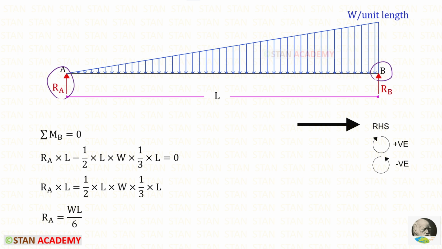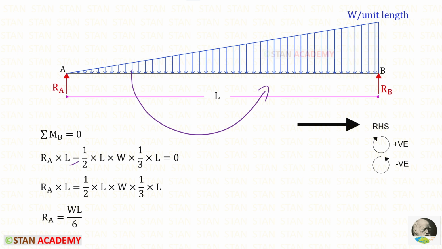In this case we have to follow right hand side rule. Clockwise will be positive and anti-clockwise will be negative. RA is acting in the clockwise direction, so it will be positive, and the distance is L, so RA into L. The UVL is acting in the anti-clockwise direction, so it will be negative.